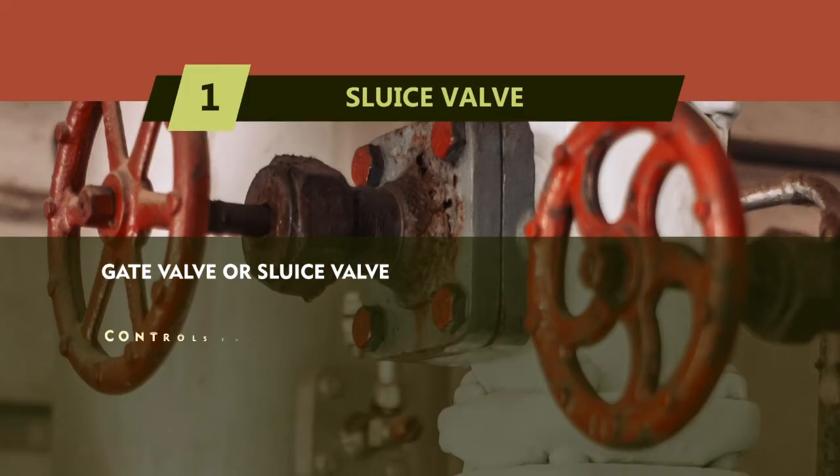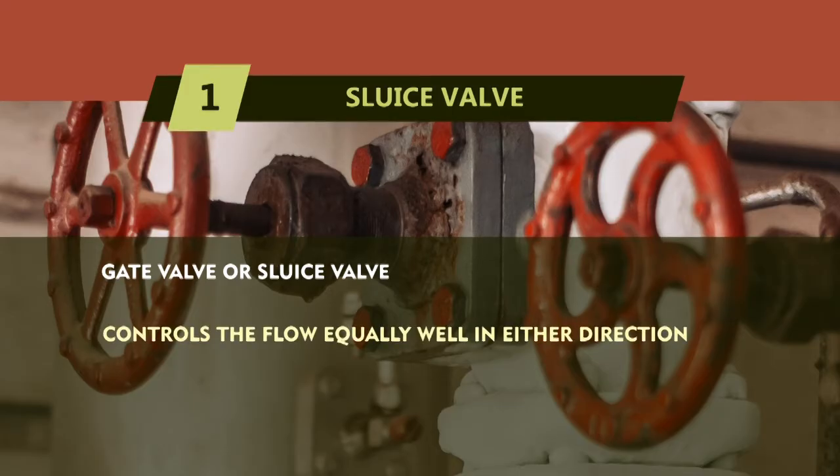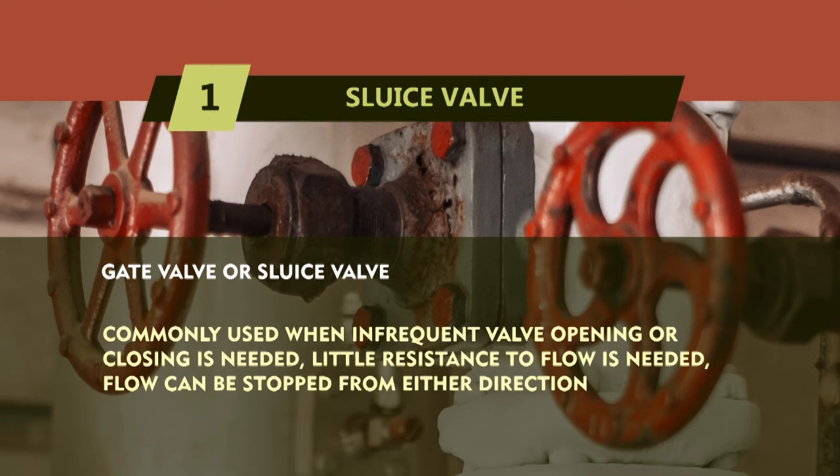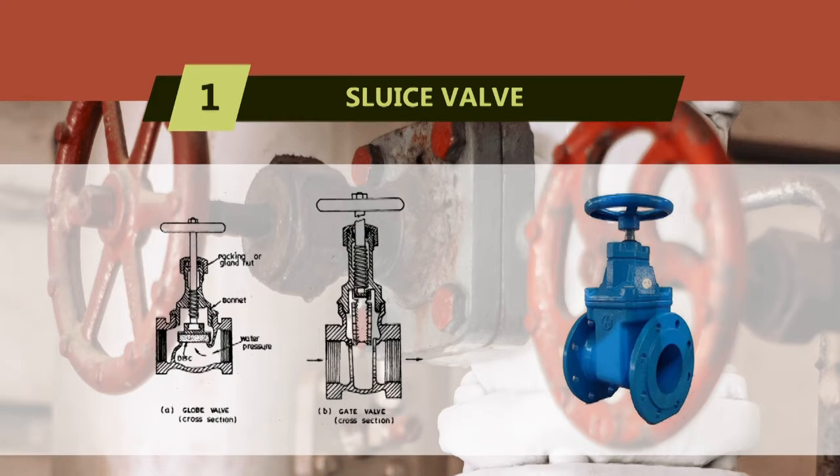The gate valve or sluice valve can control the flow equally well in both directions. These are commonly used when infrequent valve opening or closing is needed. A gate valve is much more suitable for operations where frequent opening and closing are required. Gate valve or sluice valve offers little resistance to the flow, and they are also used in situations where the flow can be stopped from either direction. And as mentioned earlier, gate valves or sluice valves are generally provided at the summit in a water supply network.